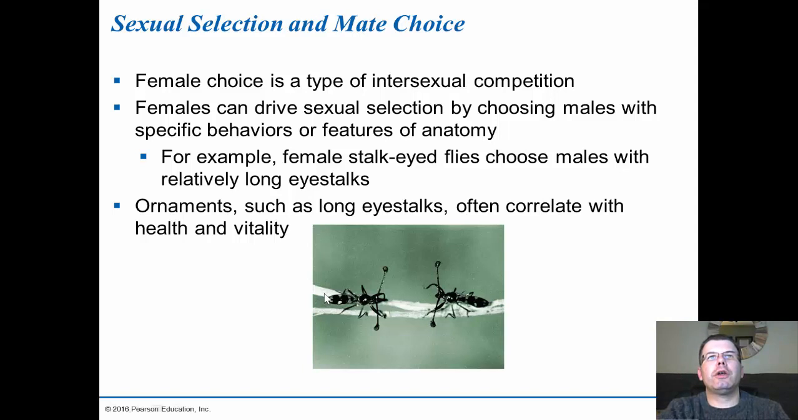Okay, now female choice is a type of intersexual selection where females can drive the sexual selection by choosing males based on specific behaviors and features of the anatomy. For example, female stalk-eyed flies would choose males with very long stalks. So with these eye stalks here, this female will say, wow, you're very beautiful, I'm going to mate with you because you have these extremely long eye stalks.